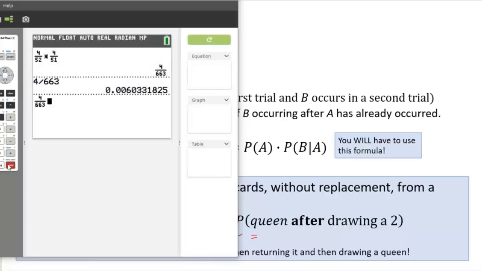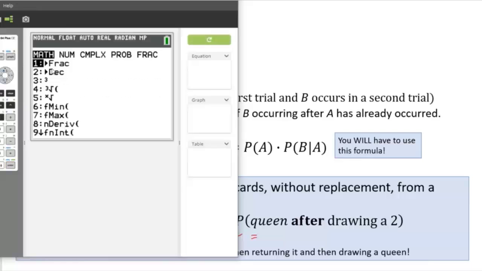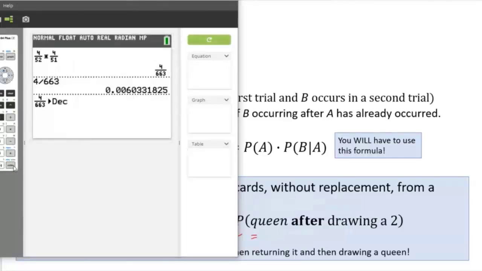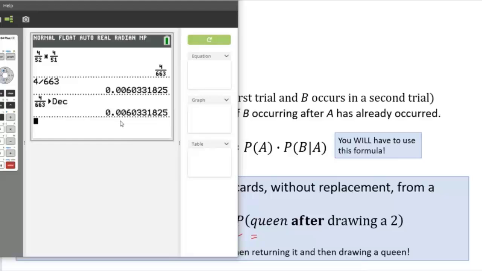However, you could take that and hit math and then choose this one, number 2, that says go to a decimal and enter. It gives you the same thing. So if you'd rather have your calculator just say change this to a decimal, you can. But at any rate then, the chances of you drawing a queen right after you draw a 2 are really small. That's approximately 0.01.